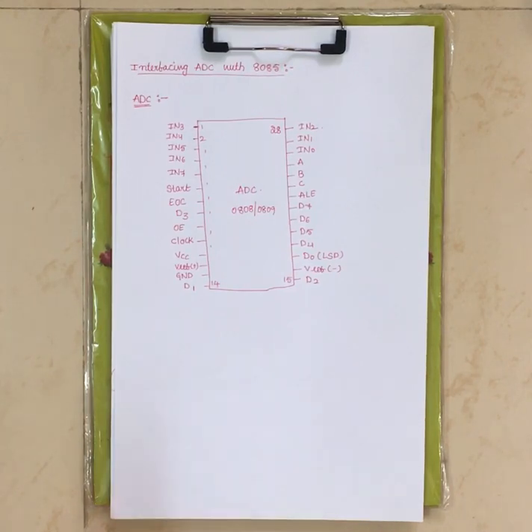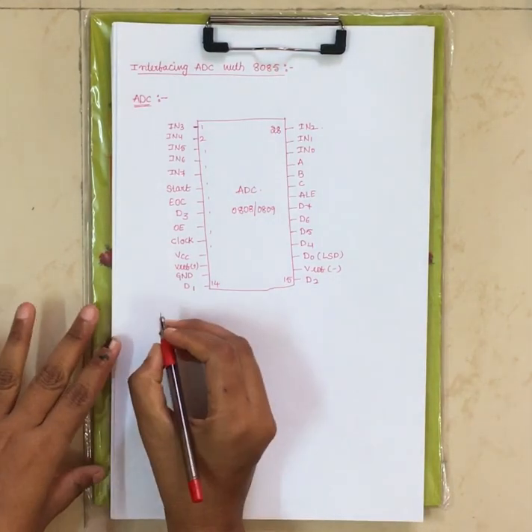We have seen 4 ICs till now in your syllabus. One is the 8085 microprocessor IC, which is a 40 pin IC. After that we have seen the basic microcontroller IC, that is 8051. After that we have seen the DAC IC, which is a 16 pin IC. Then we have seen the 8255 IC, which is also a 40 pin IC. Now we are seeing the ADC, analog to digital converter IC, which converts analog signal to digital signal. This is a 28 pin IC. Let us see one by one.